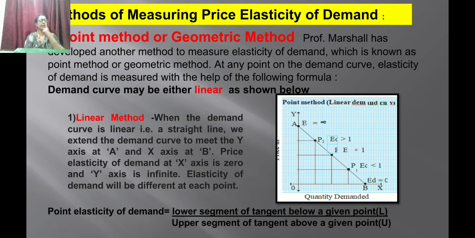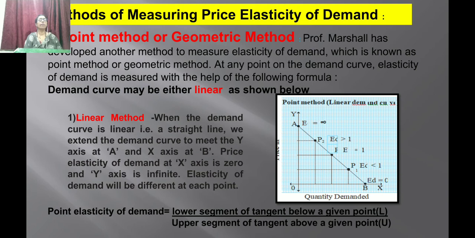8 centimeter. Got it? Assume it. So AB is the demand curve and the length is 8 centimeter. At point P, if we take 8 centimeter, the point elasticity is measured as PB upon PA.